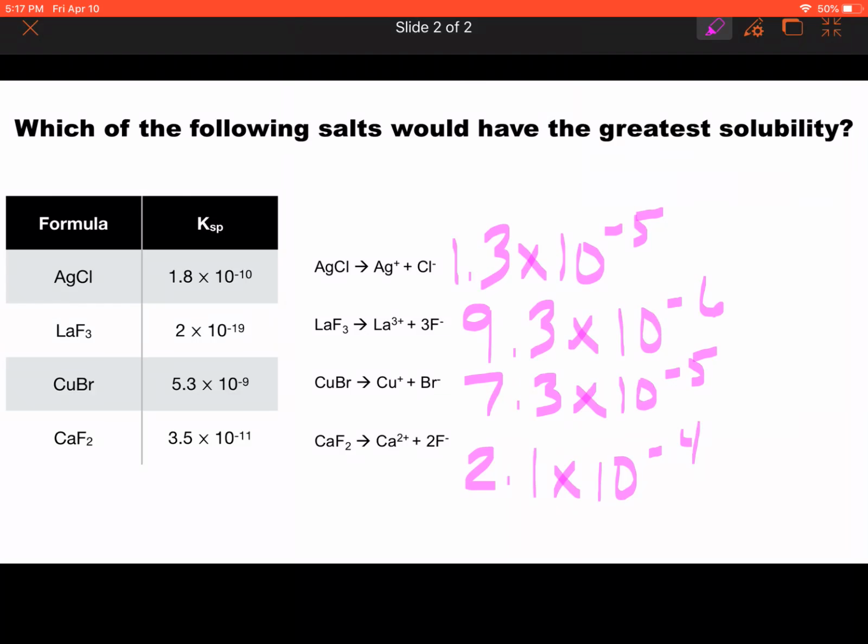So which of these 4 salts would be the most soluble? The one with the largest value, which is 2.1 times 10 to the negative 4.